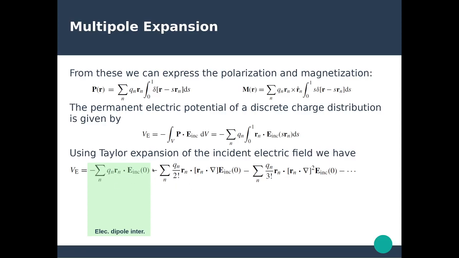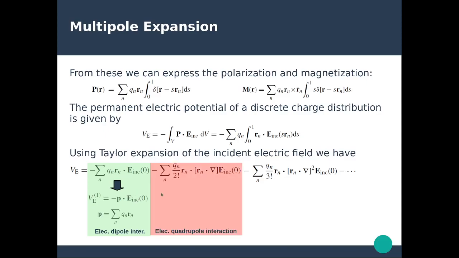If you sort these, you will see that you can break this down into different orders. The first term represents an electric dipole interaction. You have a regular charge at the given position that interacts with the incident electric field, and you can express this sum of position times the charge as an electric dipole moment P. So P is an electric dipole moment that interacts with the incident electric field.